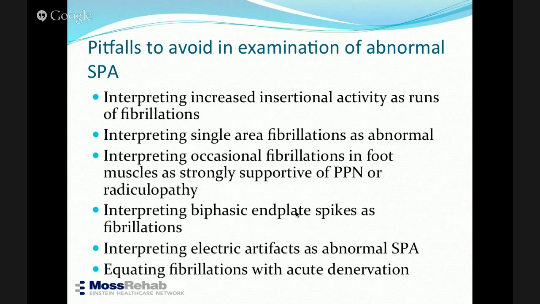Interpreting biphasic spikes: if you're in the end plate zone, you're going to see a baseline hum, and then any transmitted responses are going to have a spike form. So end plate potentials are interpreted as fibrillation sometimes. And interpreting electrical artifacts as abnormal spontaneous activity. And equating fibrillations with acute denervation. There may be no acute denervation, but there may be fibrillation, such as in muscle disease. There's no axon loss there. So that's why I don't like to use the word denervation potentials, because they are not the same; it could be due to muscle disease as well.